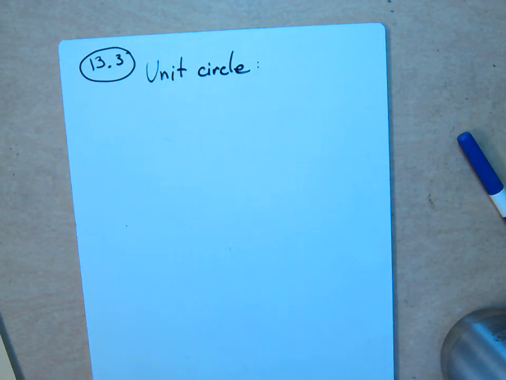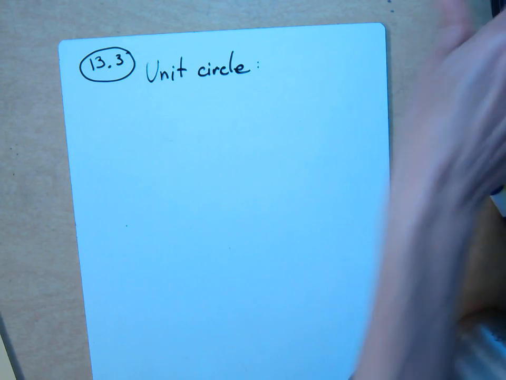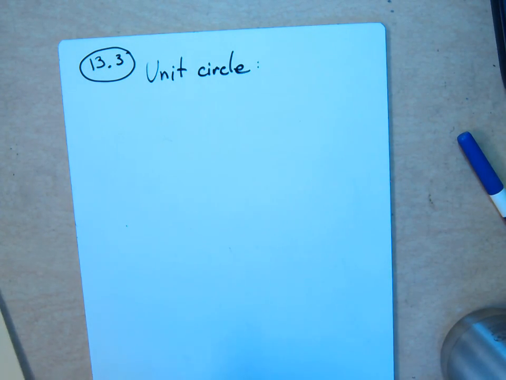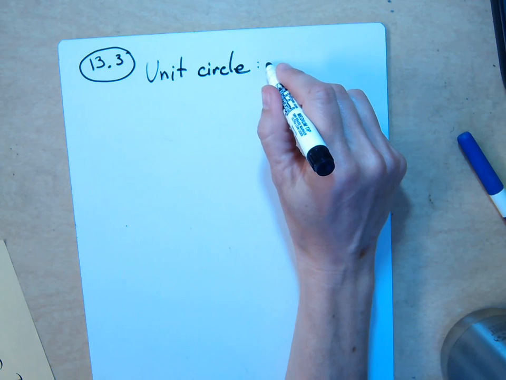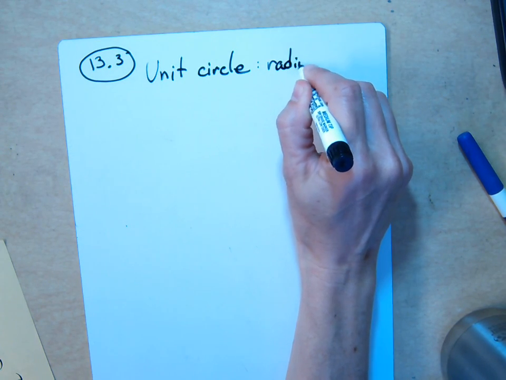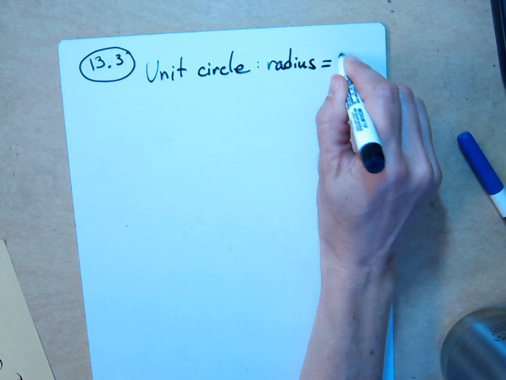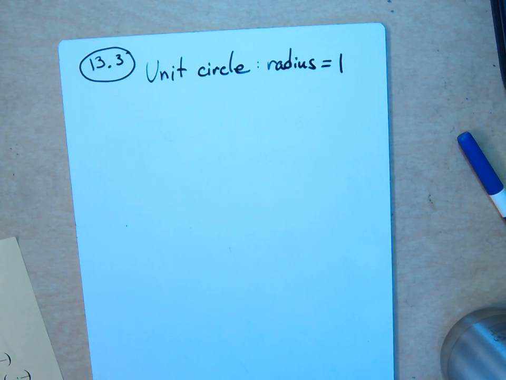13.3, the unit circle. The definition of a unit circle simply means, we've already been drawing and using circles, but a unit circle is a special case where the radius is 1. That's why it's called the unit circle. The radius of the circle equals 1. And all of our trig functions still are defined the same way, but when the radius is 1, a nice little simplification happens that makes things handy.